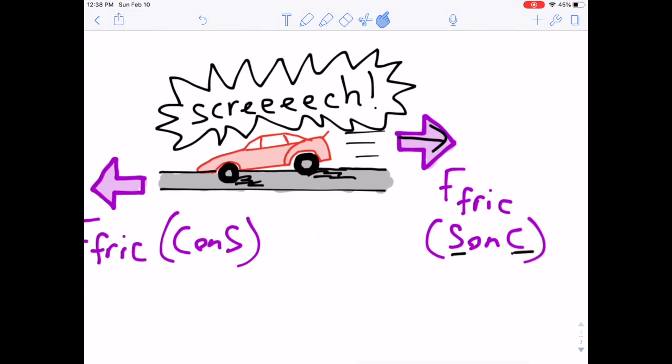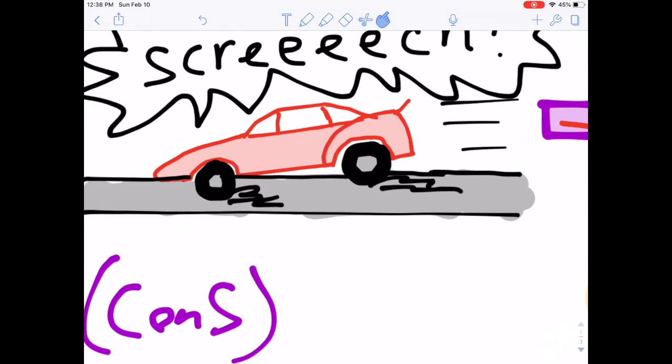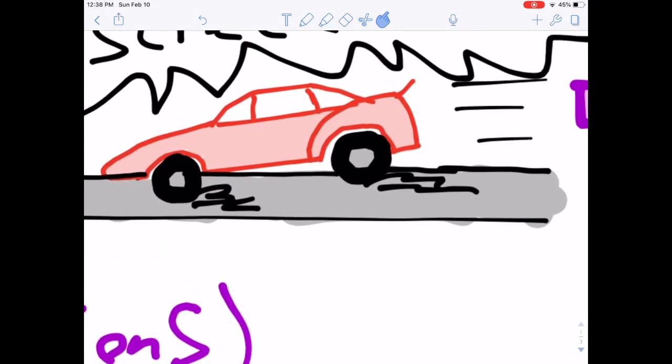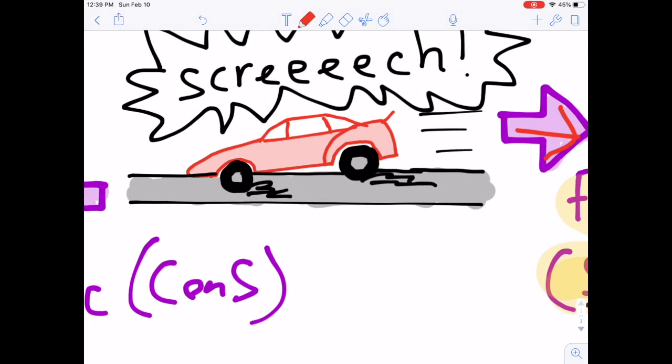So we've got our car here, it's screeching to a halt, and this arrow right here represents the force of friction of the street on the car. You can see that right there where those tires are screeching across the street, that street is putting a force this way on that car. That street is slowing down that car.